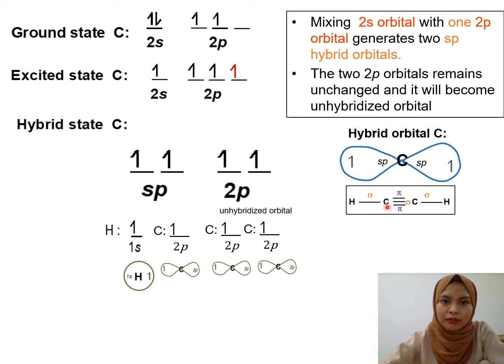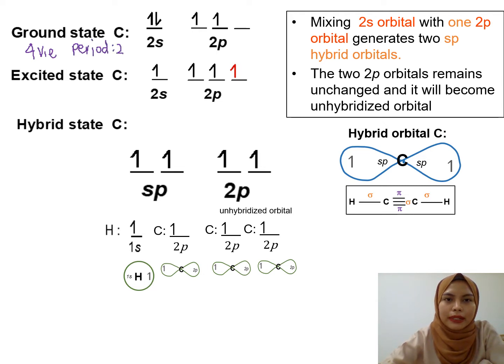Okay, so sekarang macam mana you nak buktikan yang memang carbon atom tadi tu dia ada sp hybrid orbital? You boleh buktikan melalui stating the ground state of the carbon, excited state of carbon dan juga hybrid state of carbon di dalam bentuk orbital diagram macam ni. Okay. So ground state of carbon ni adalah valence electron of carbon atom. Valence electron of carbon ada 4. Valence electron carbon berada pada period kedua dekat periodic table of element. Lepas tu apa lagi? Dia berada di block P.